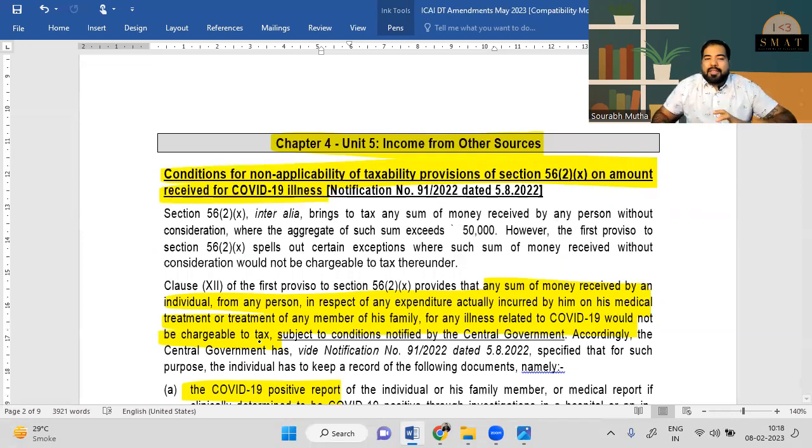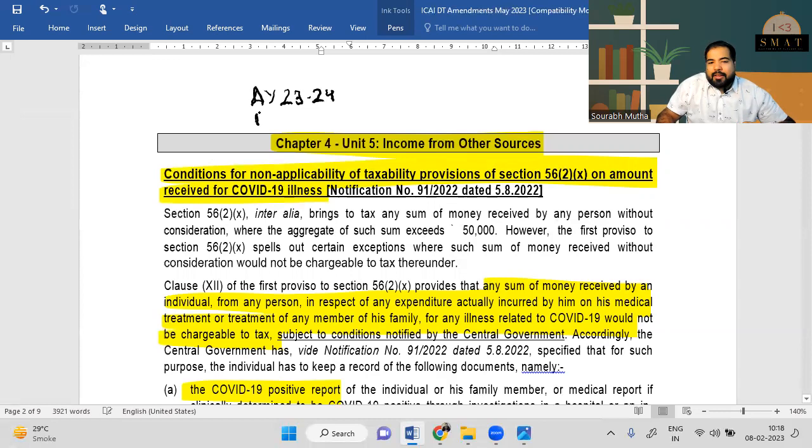So this year, the assessment year for your exam is 23-24, and the financial year or the previous year is 22-23. In that also, if there were some legacy COVID issues, that has been tackled here. So watch the second amendment on the screen.